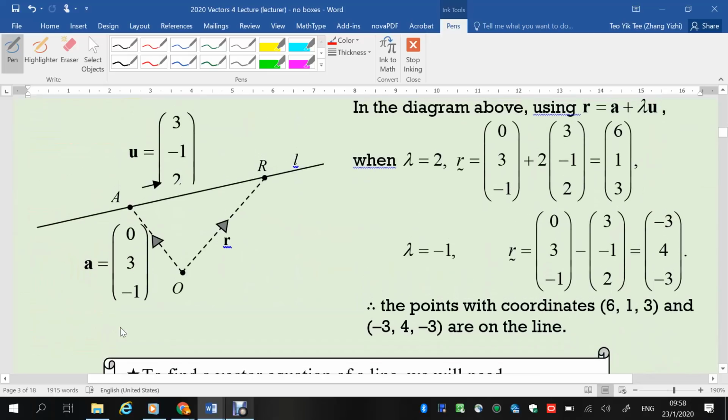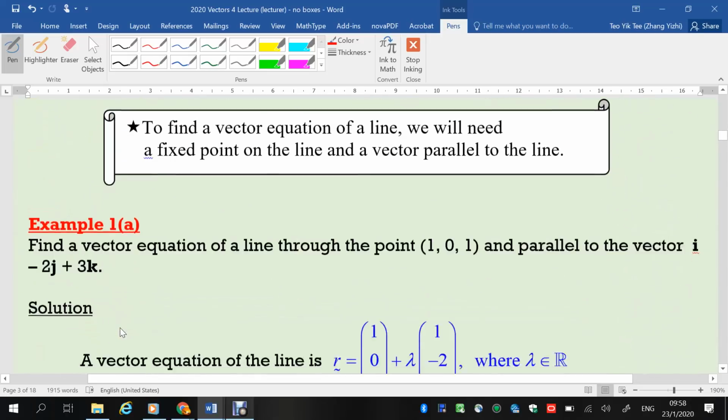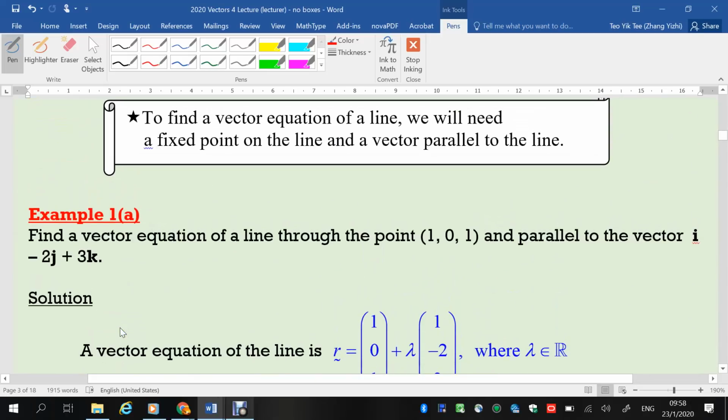Let's put all these in and look at this example. It's easier for everything to sink in. Your job now: find for me a vector equation of the line through the point (1, 0, 1) and parallel to (1, -2, 3).